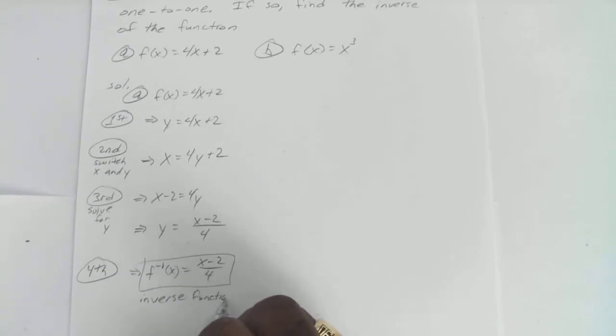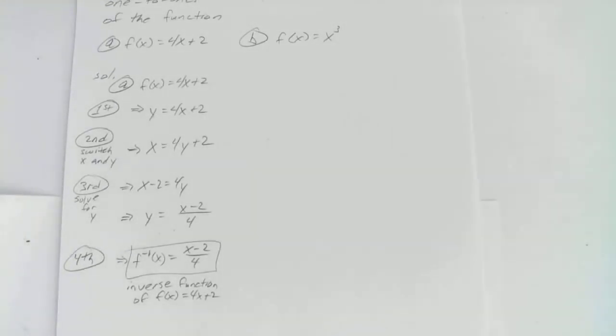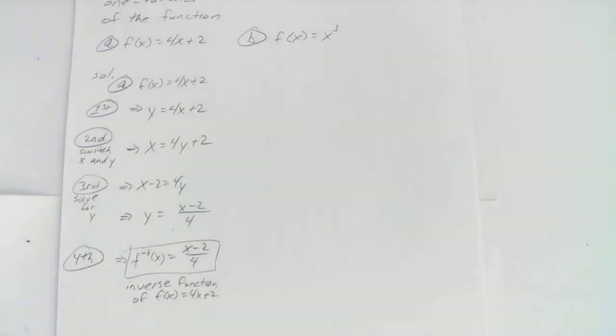Inverse function of f of x equals 4x plus 2. Now there is a shortcut when you have a linear function. As long as that linear function is not just a horizontal line like f of x equals 5 or f of x equals 8, every linear function will always be one-to-one. So we could have looked at this one and knew it was one-to-one automatically.